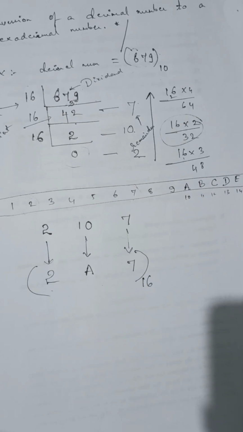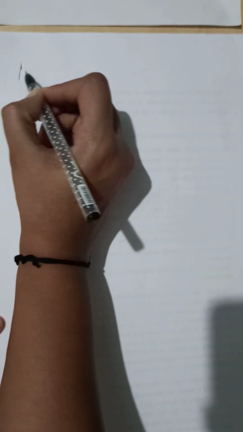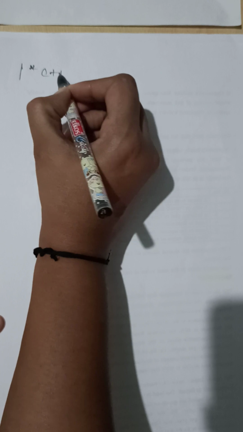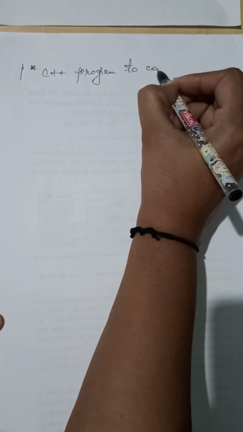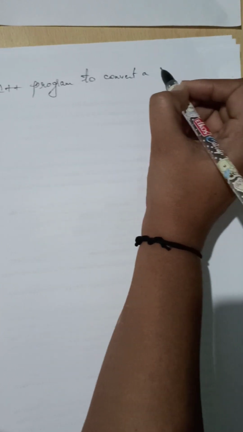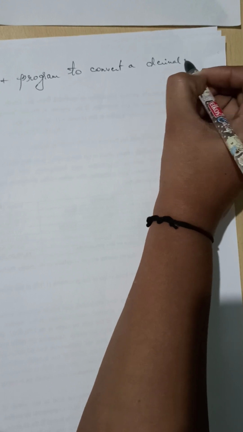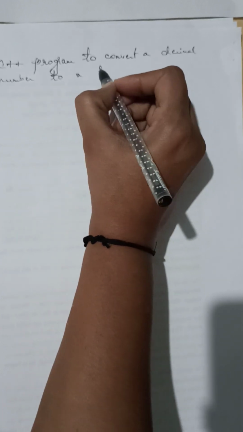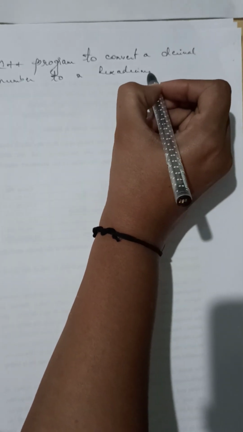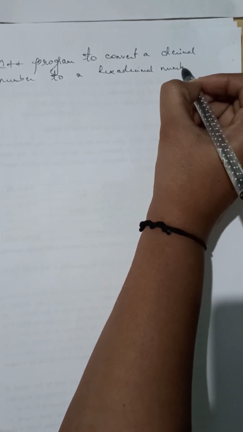Before writing a C++ program, you can include the heading in the comment section. C++ program to convert a decimal number to a hexadecimal number. Alright, so close the comment section.